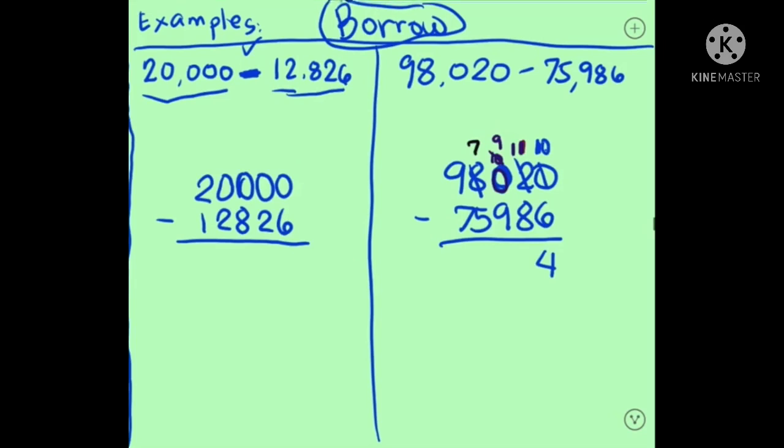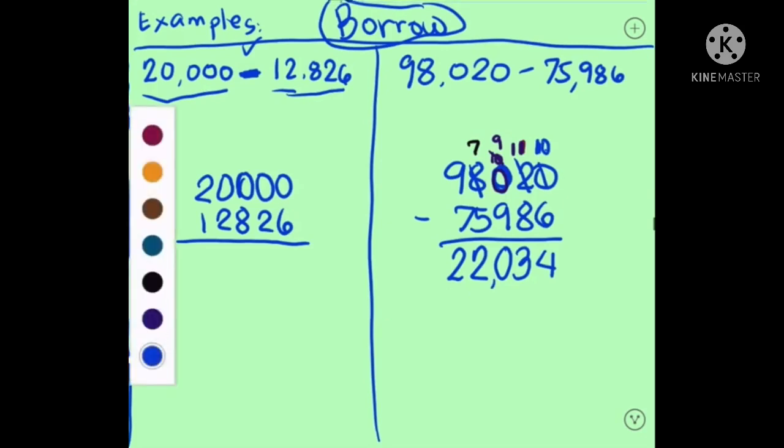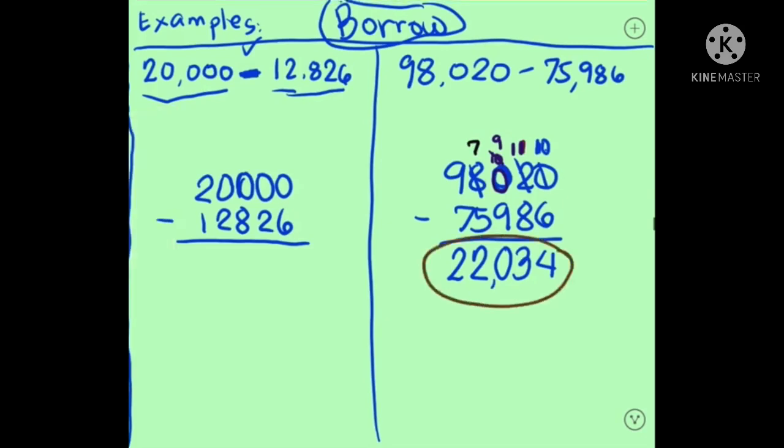Okay? Alright, now we have here 11 minus 8. 11 minus 8 is 3. Correct? And then 9 minus 9. Alright, if they're the same, our answer is always 0. 7 minus 5, that is 2. And then 9 minus 7, 2. Okay? So our difference now is 22,034. Okay?